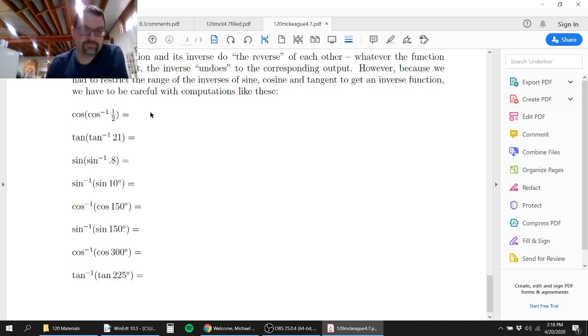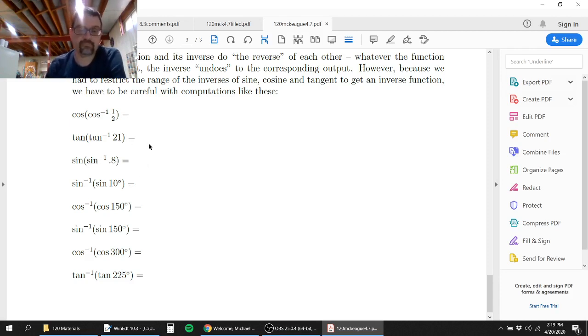So the next one, inverse tangent of 21. I do not know what that angle is in degrees or radians, but I do know that this angle has the property that its tangent is 21. And the tangent of that angle then is 21. All right, same sort of deal here. Inverse sine of 0.8 is some angle, but it's an angle whose sine is 0.8. So when you take the sine of that angle, sure enough, you get 0.8.